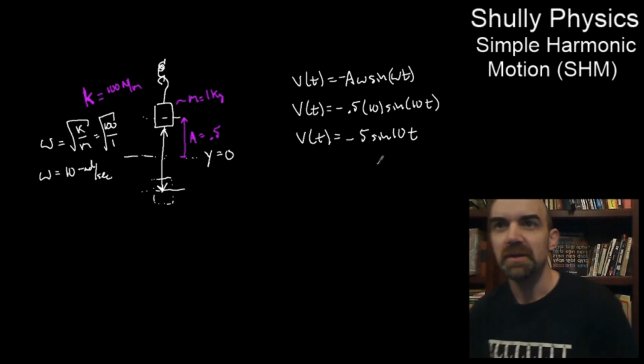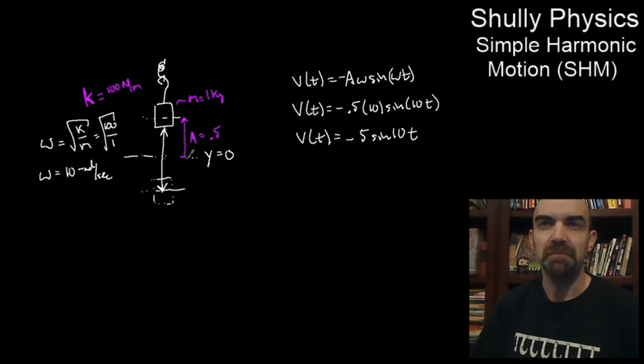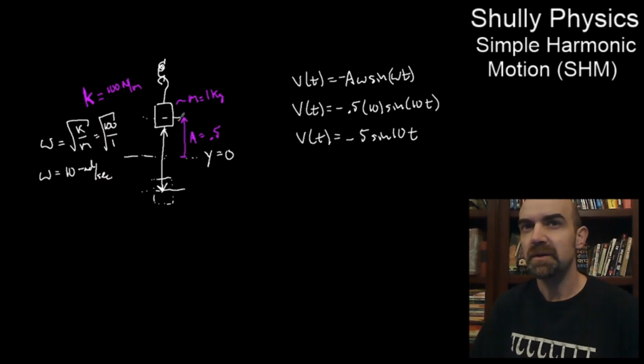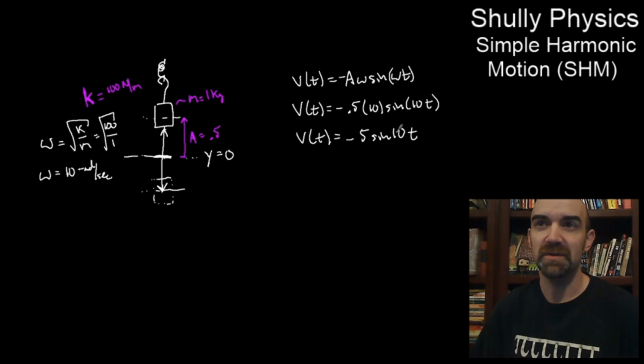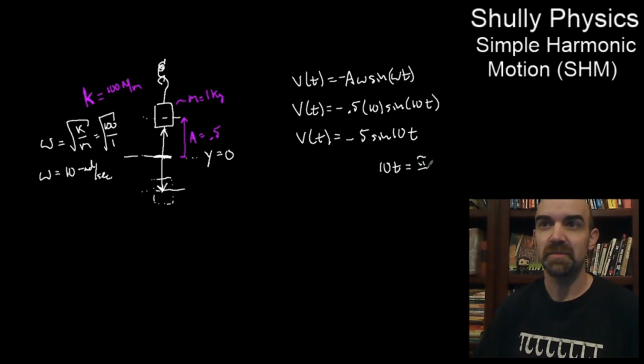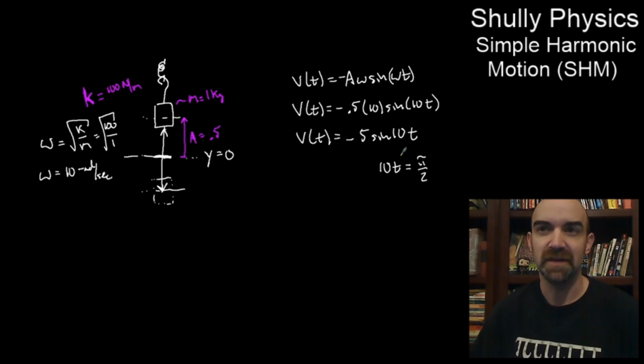Okay. So after half that motion, when this moves down to here, what's our maximum V going to look like? Maximum V is when 10t equals pi over 2. All right, that's 90 degrees. All right, sine of 90 is 1. That'll give us our maximum V. So V max is when that quantity 10t would be equal to pi over 2.